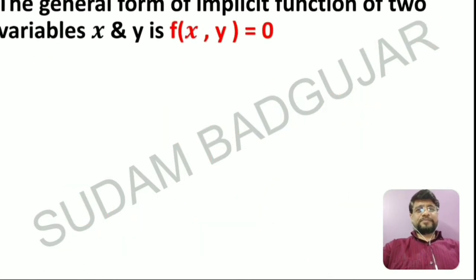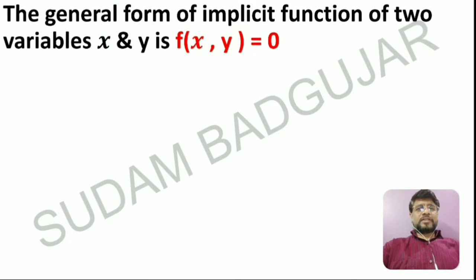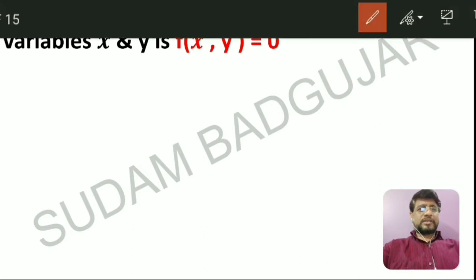Today we are going to discuss shortcut tricks for implicit functions. Now what do you mean by implicit function? The general form of an implicit function of two variables x and y is f(x,y) = 0. Now I will show you what an implicit function is.